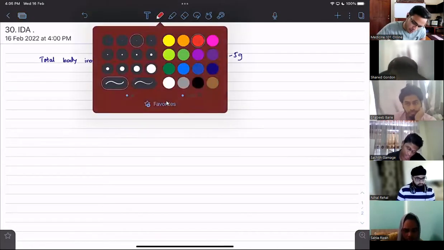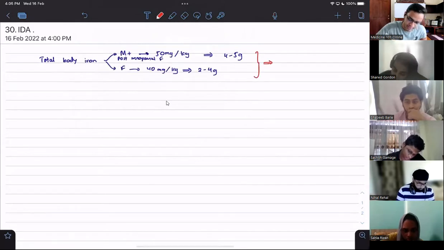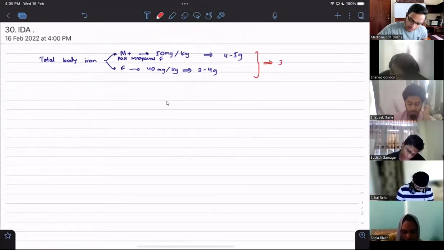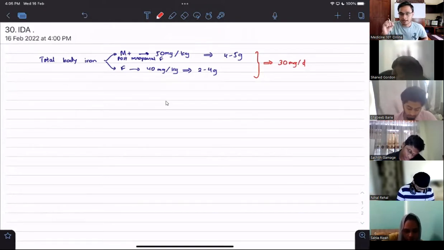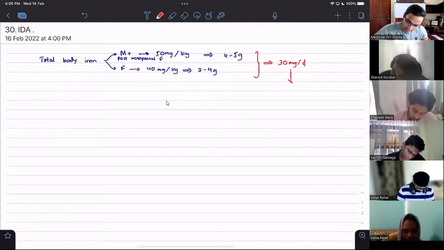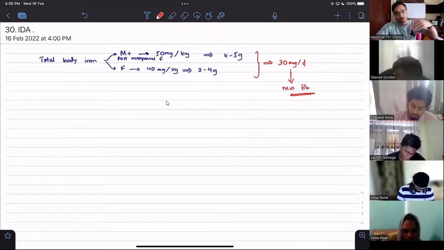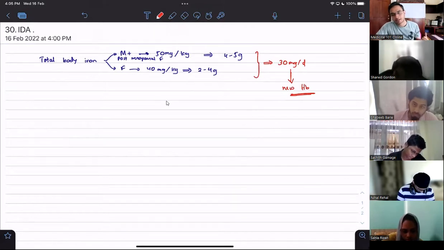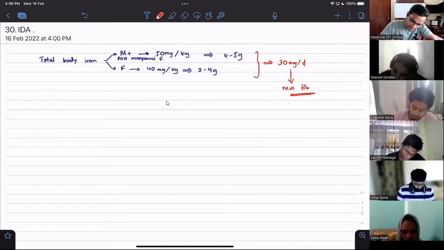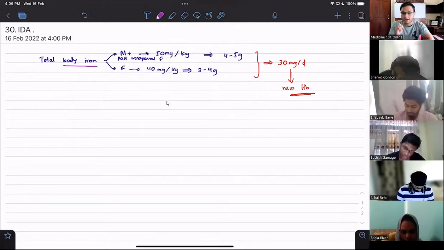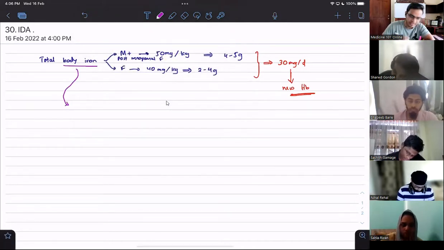Whatever happens, what I want you all to know, what's constant, guys, is that about 30 milligrams of iron per day is used to make new hemoglobin, hemoglobin synthesis. Whatever value the person has in his body, it doesn't matter. About 30 milligrams are used per day to make new hemoglobin. Okay, right.